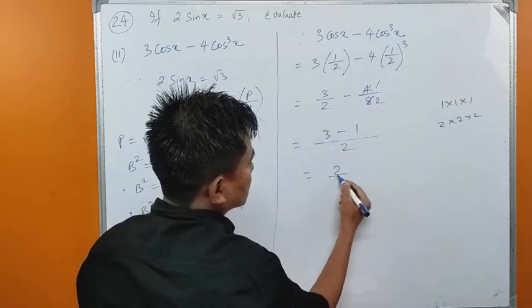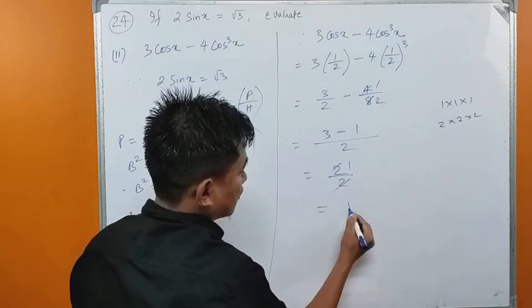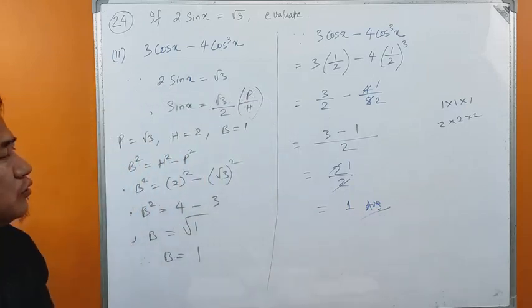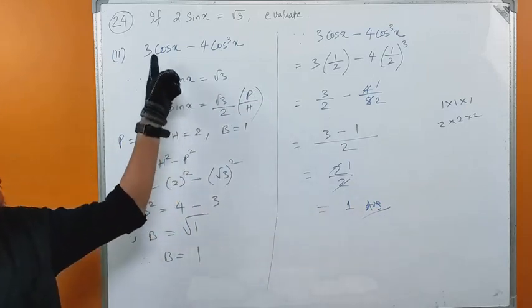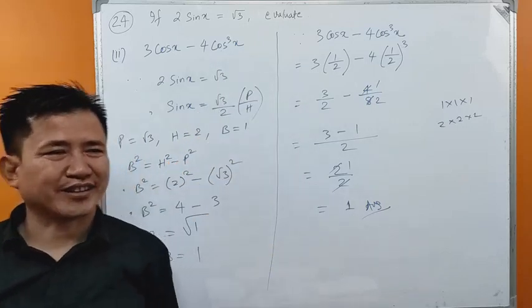Okay. This 2 is in the denominator. 2 and 2 cancels out. So we have 1, isn't it? 1 upon 1 means 1. So this is the answer for question number 2. Okay. The value of 3 cos x minus 4 cos cube x equals to 1. Let us do the next question.